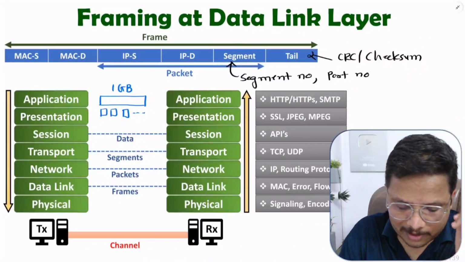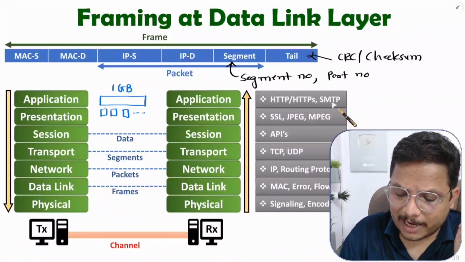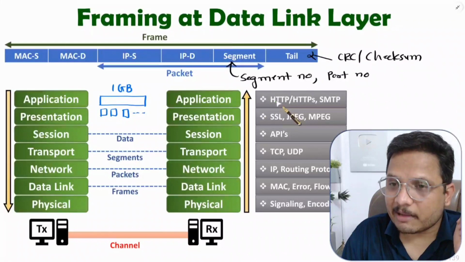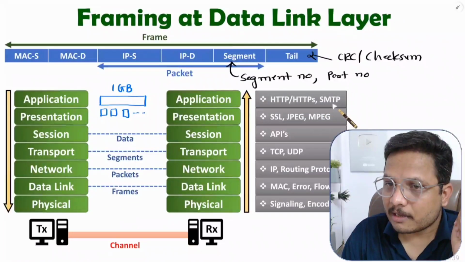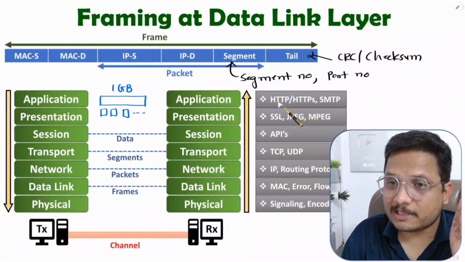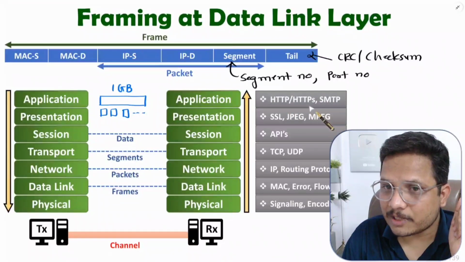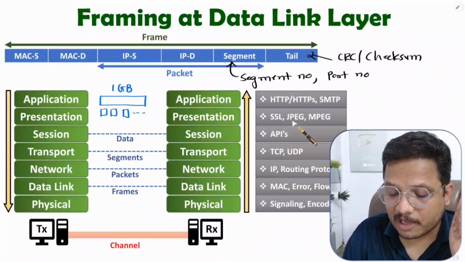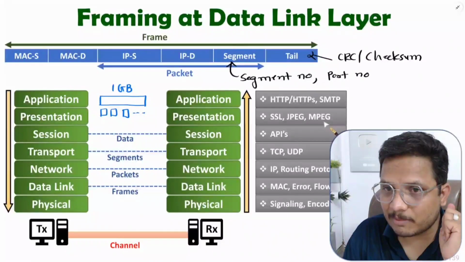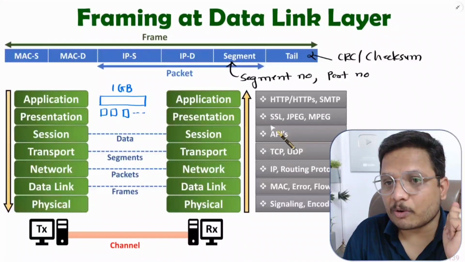Now if you observe this complete structure, there are a variety of protocols involved. At the application layer, HTTP, HTTPS, SMTP, right? For email, you will be using the SMTP protocol. For the browser, you will be using HTTP, HTTPS. In the presentation layer, for images, the JPEG protocol will be there. For video, the MPEG protocol. For security, the SSL protocol.